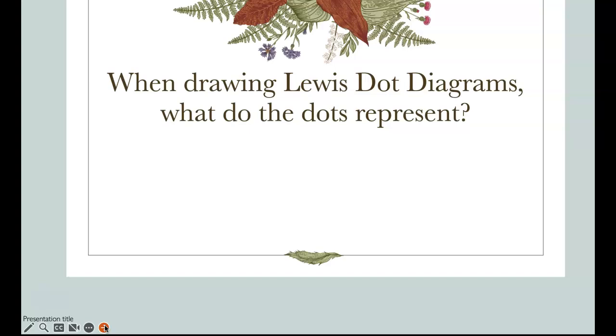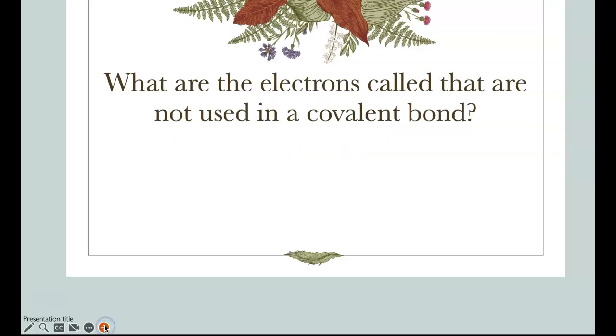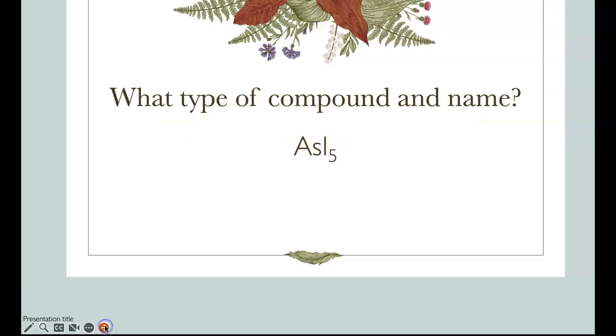What do the dots in a Lewis diagram represent? Hopefully you were thinking those are the valence electrons. Often those valence electrons, if you have a pair of them, can be shown as a line for a covalent bond and two electrons. And if the electrons are not used in a covalent bond, what do we call them? Those are our lone pairs, exactly.